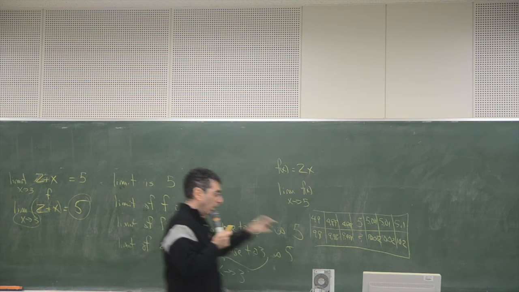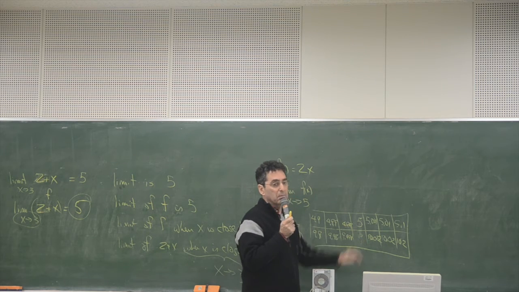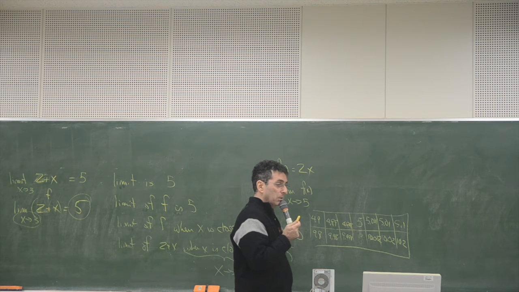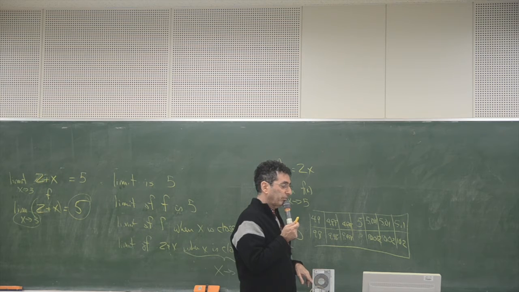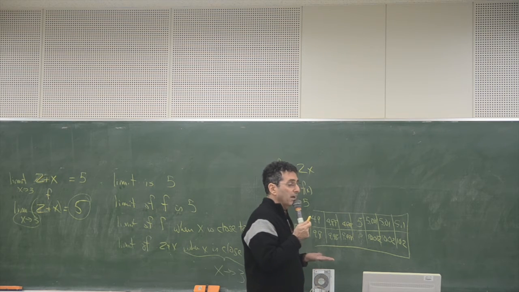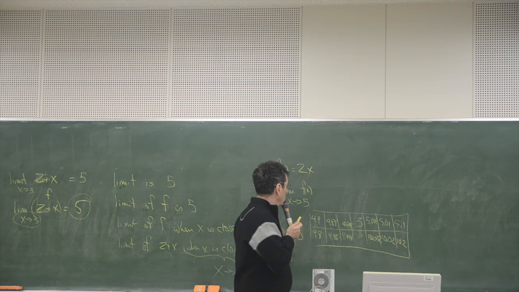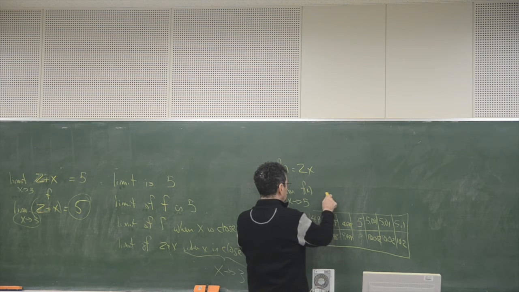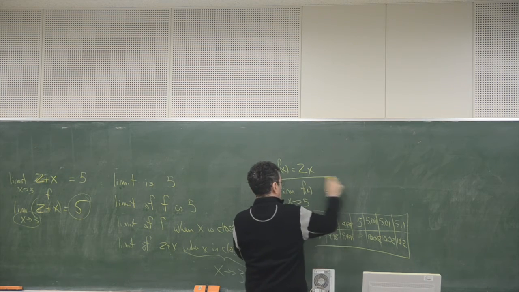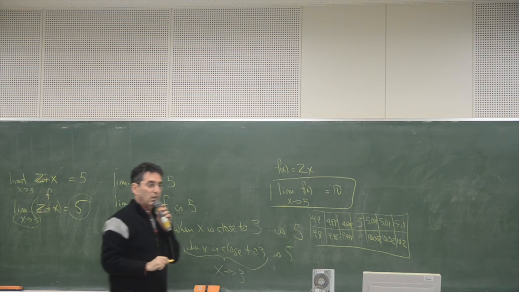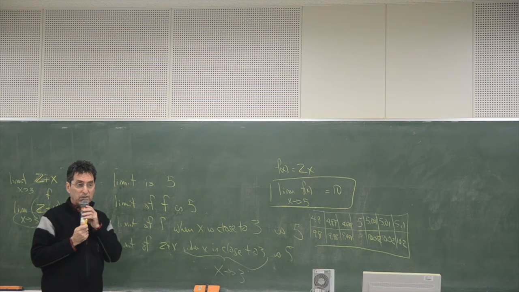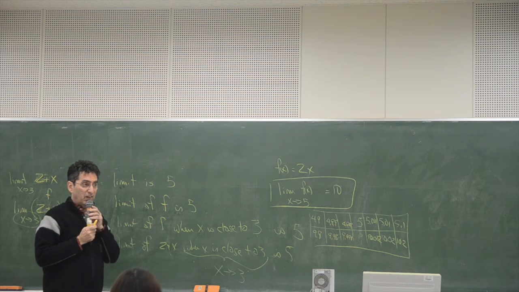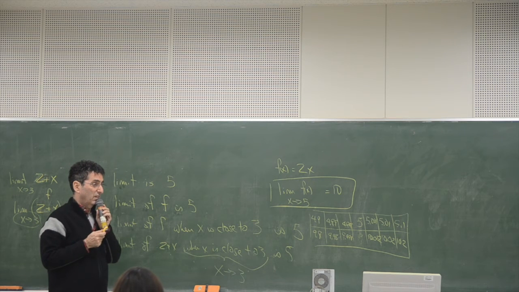Then our job is to try and estimate what this is going to be. Well, it's obvious what it's going to be. If you look at the pattern here and the pattern here, we're going to estimate that it's 10. So we would write, this is 10. So that's the notation, and that's the language.